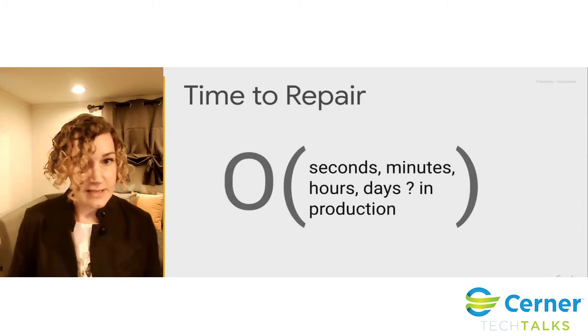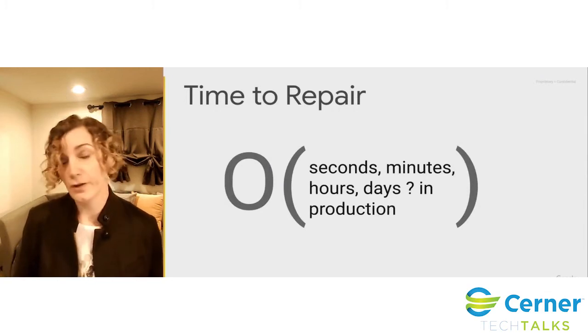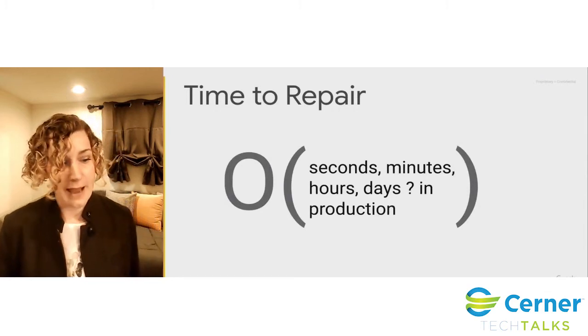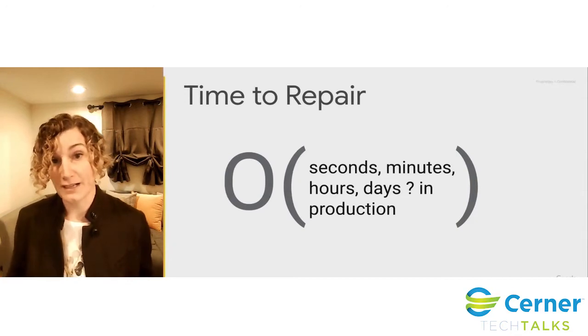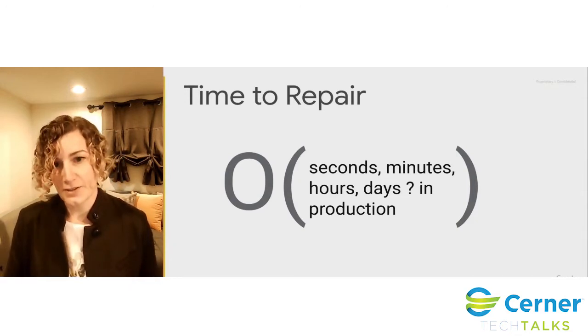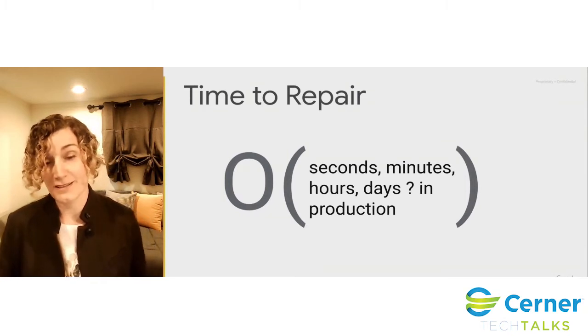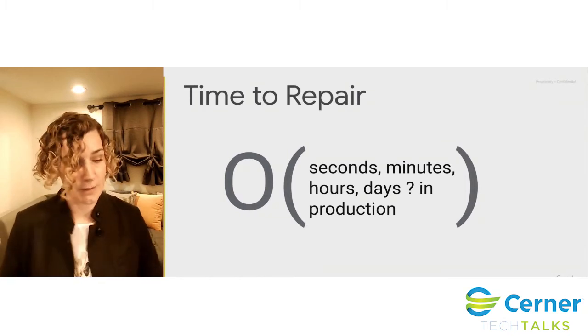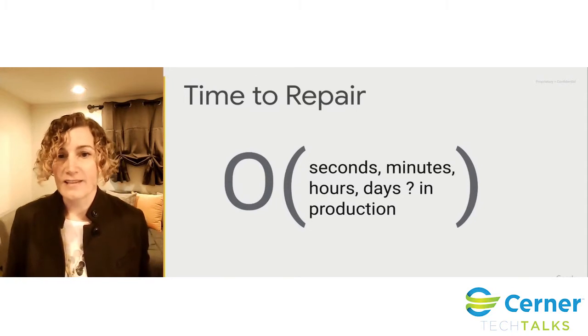So the next measure is time to repair. And this is, again, if something goes wrong, how do you get the system back to a better state or back to the original functioning state? And I don't say, how do you fix the issue? Because sometimes repairing the system does not require fixing the issue. And we'll talk about that a little more. But basically, how fast are you at this?